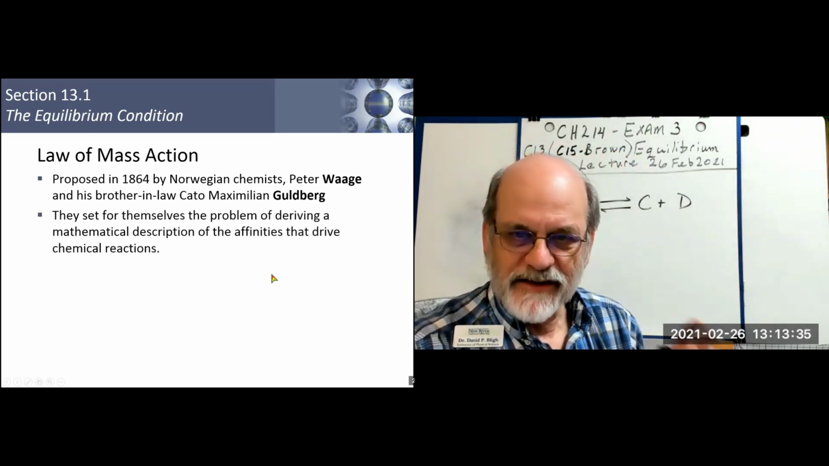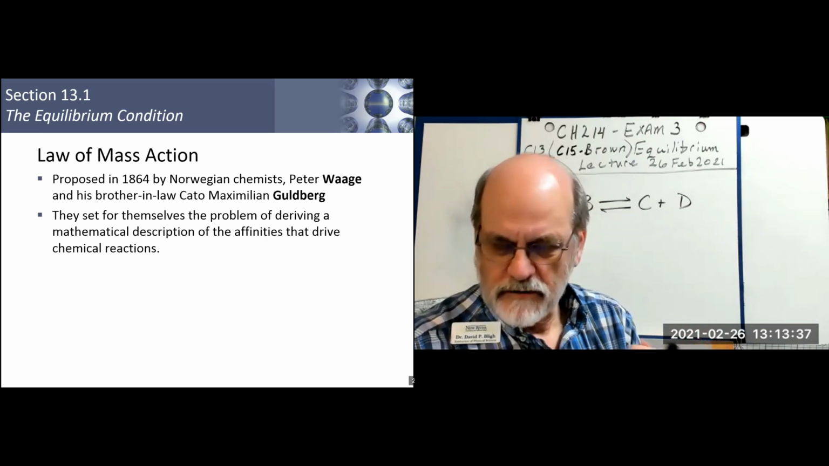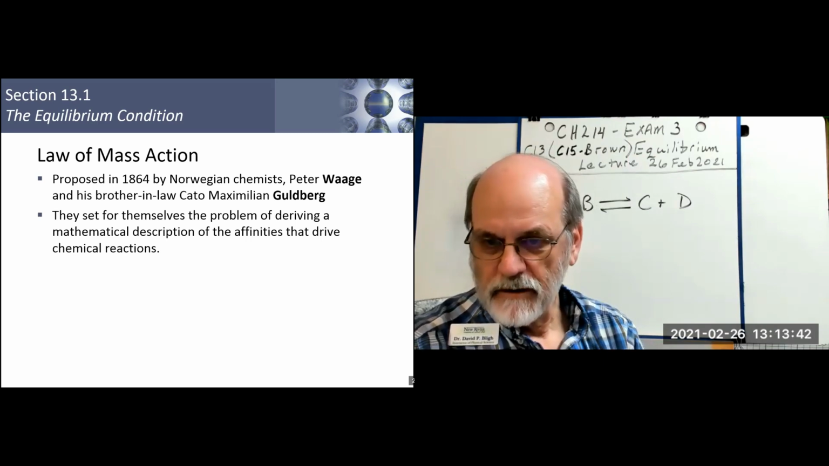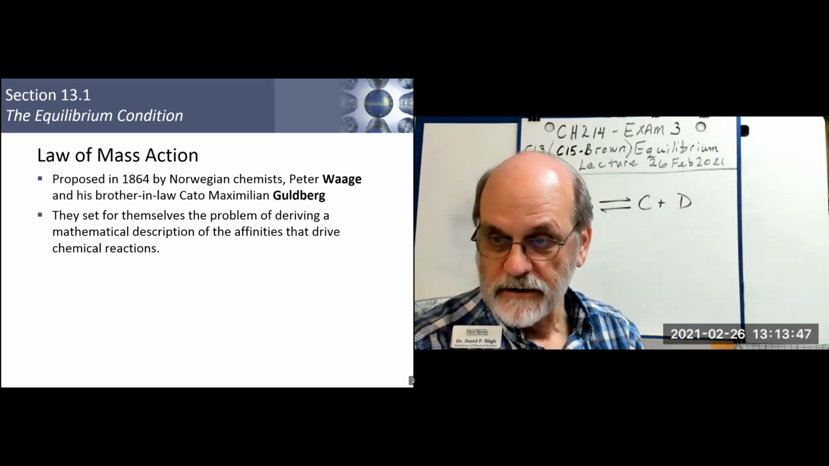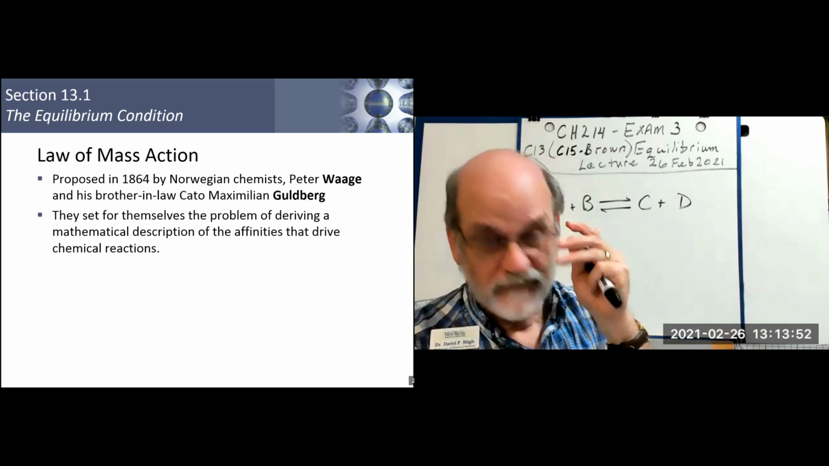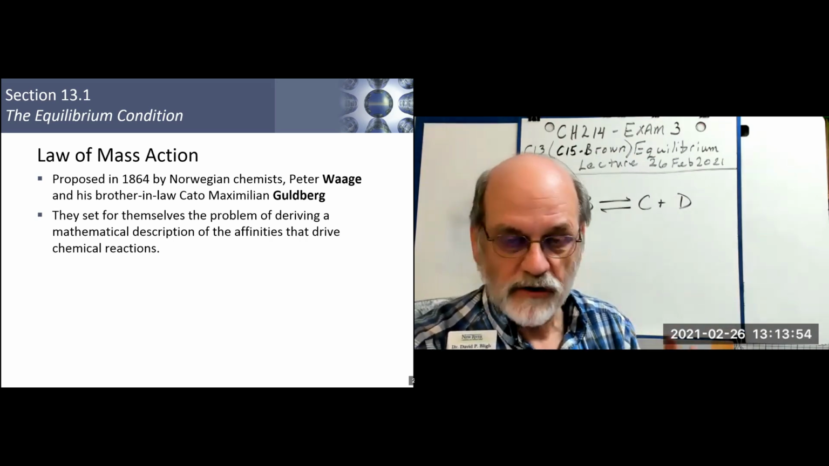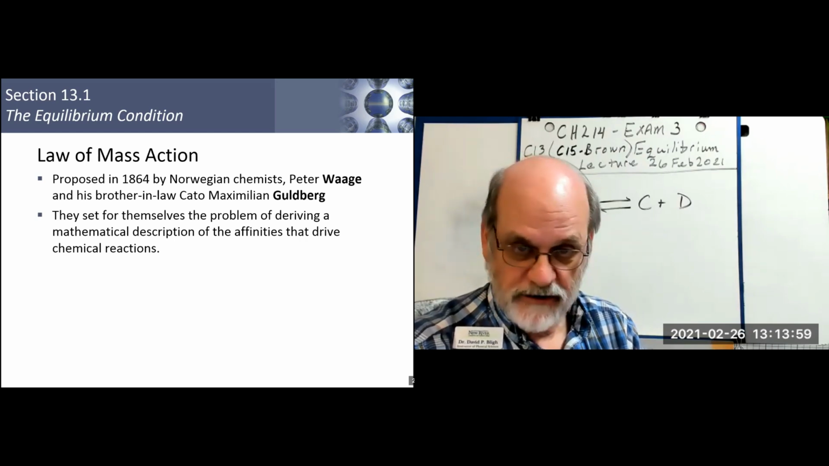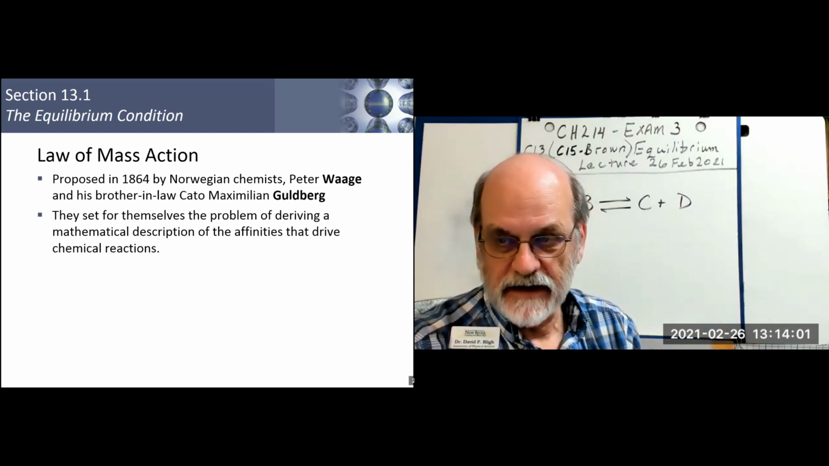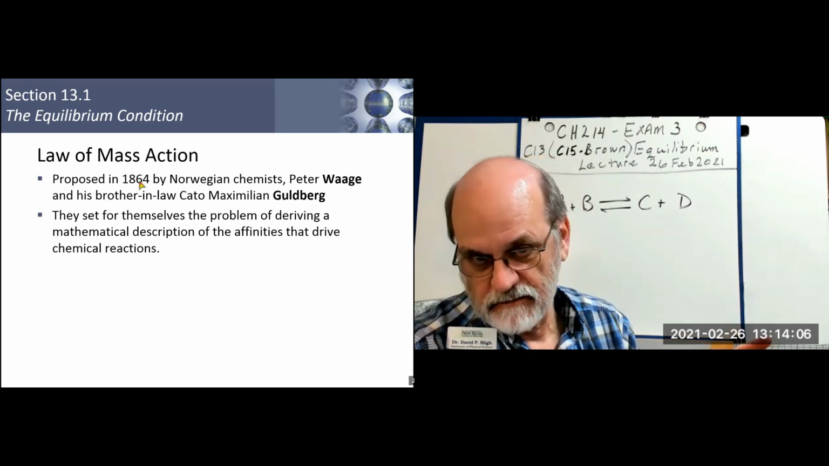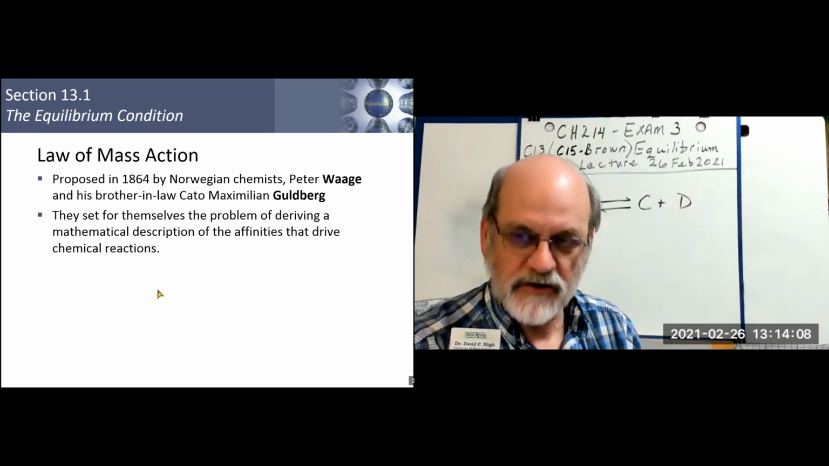The problem that they had set for themselves was trying to quantify what they called in those days affinities, what drives the chemical reactions. And what they ended up doing was actually defining chemical equilibrium in mathematical terms. And what they did is just as valid today as it was then. It has held up over the decades, not quite centuries yet, century plus.